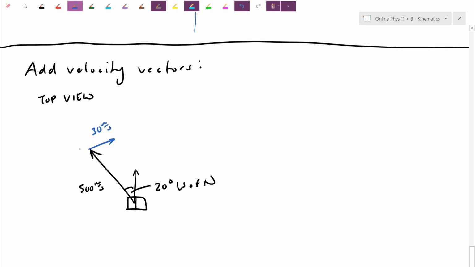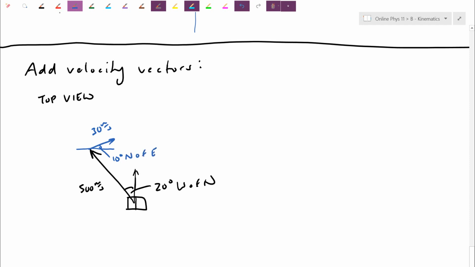And this one here also has an angle. And let's say the angle here is 10 degrees. And again, you can identify for yourself here, well, from the pure easterly direction, we're going to point 10 degrees north from there. So this is 10 degrees north of east is how I would write it.